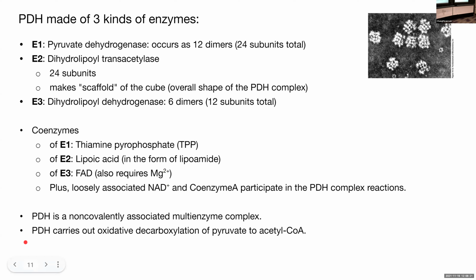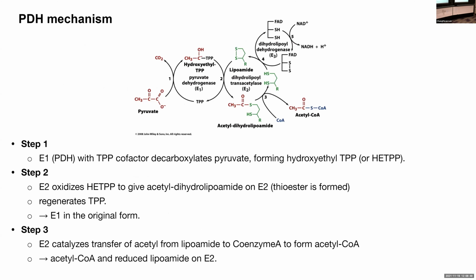And this PDH, again, pyruvate dehydrogenase complex, carries out oxidative decarboxylation of pyruvate and makes this pyruvate into acetyl-CoA. Again, oxidative means taking up the electrons. Decarboxylation means that it's taking off the carboxylate, which is COO minus, basically the functional group of the pyruvate.